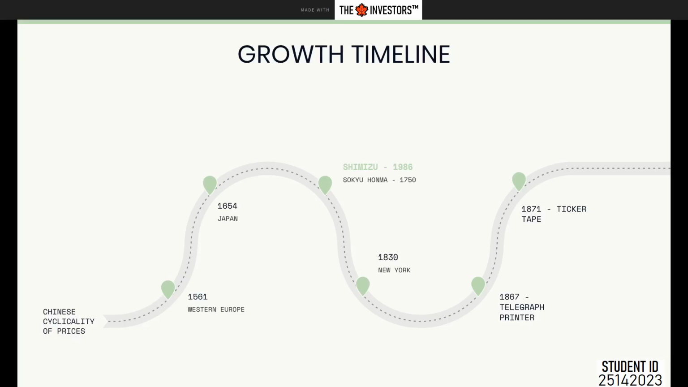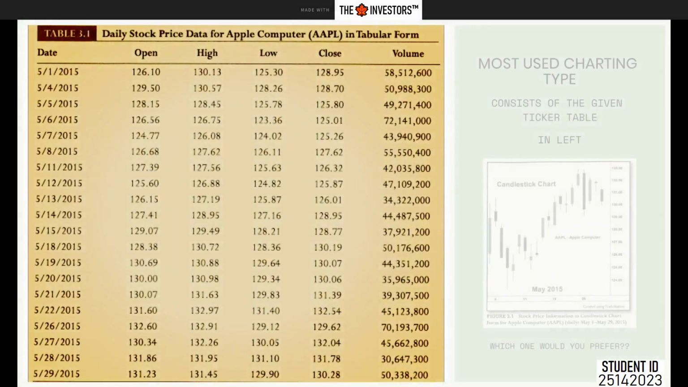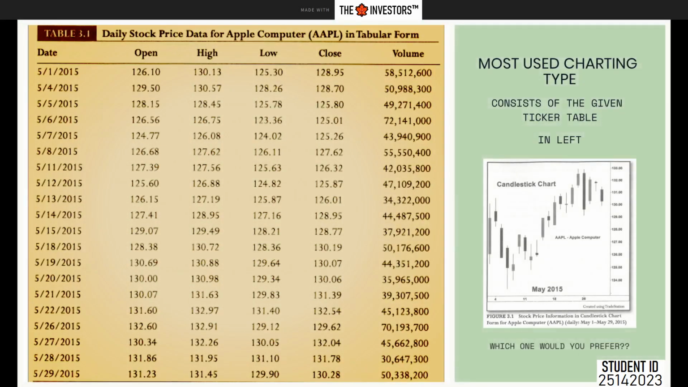As we know, it is difficult to look at the 20 closing prices in the table and get an idea of whether the stock price trend is up, down or sideways. Now look at figure 3.1 shown here. This chart contains the same information as table 3.1. Notice how much easier it is for our brain to process the information. As the old saying goes, a picture is worth 1,000 words.